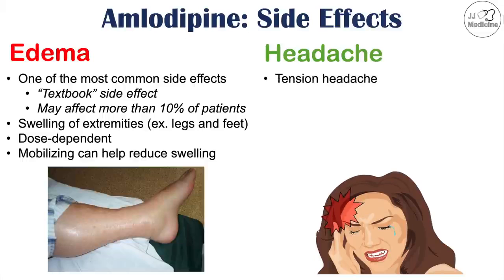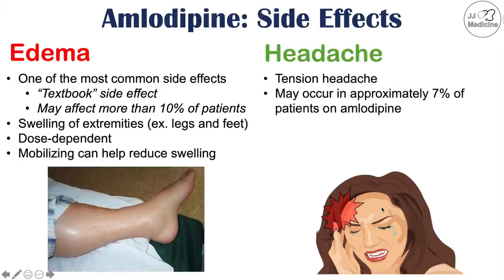It's going to be a tension type headache. So it's going to be more of a band around the head, and oftentimes it's going to be a bilateral pain. This is likely to occur in approximately 7% of patients on amlodipine. This is often a temporary side effect. So often within the first few days of using amlodipine, we can see this as a side effect.